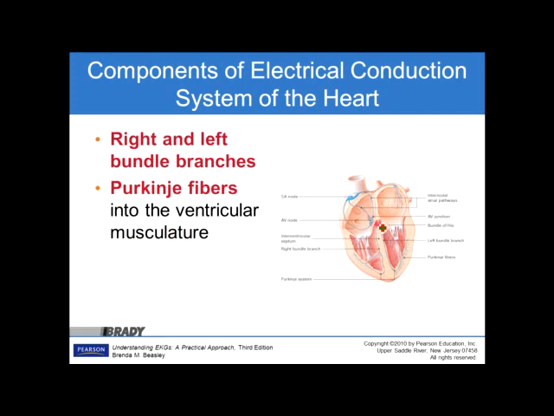So after the bundle of His, and after we fired at the SA node, it's traveled across the atria and they contract simultaneously. The wave hits the AV node, goes to the bundle of His, then it branches off into the right or the left bundle branches and into the ventricular muscle. And where that occurs is down here in these things called Purkinje fibers.